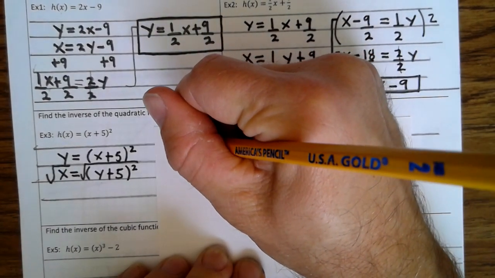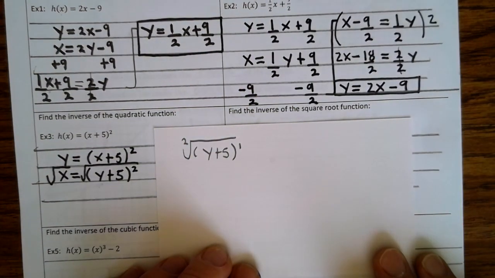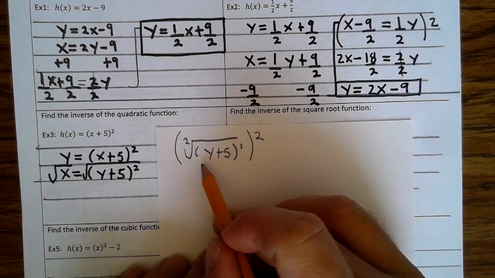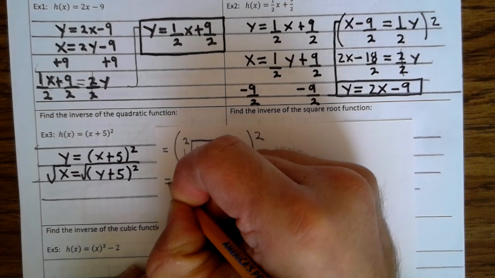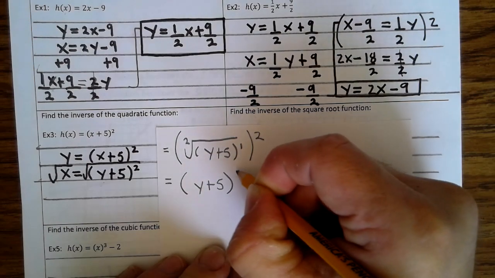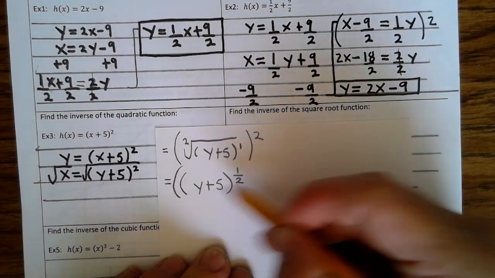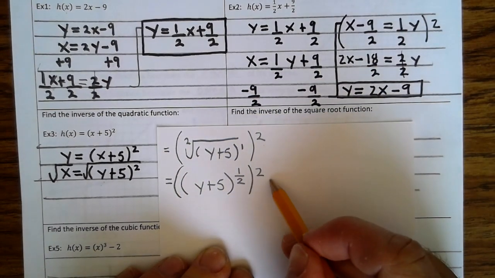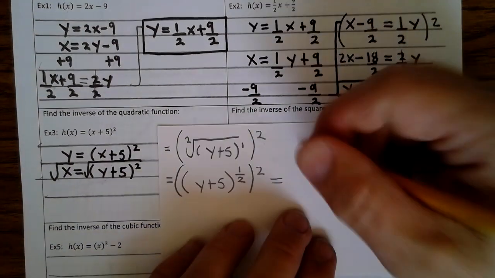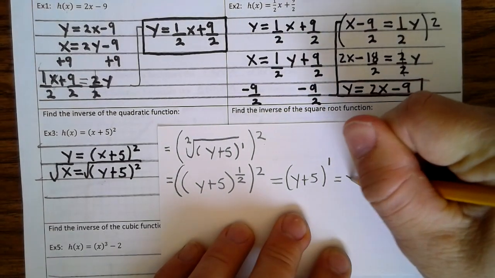Technically, when you have a square root, this is a 2, and the y plus 5 is a 1. If we square this, it can be rewritten as y plus 5 to the 1/2 power. But we're squaring it, so now we square that, and this is what happens. When you have this, you multiply exponents. So 1/2 times 2 is 1, so you're left with y plus 5 to the first power, which in essence is y plus 5.